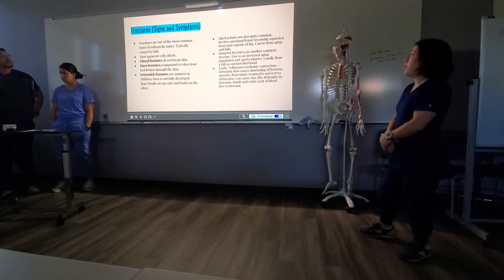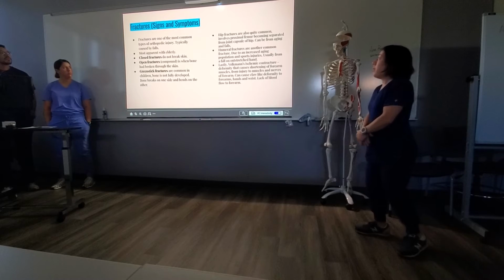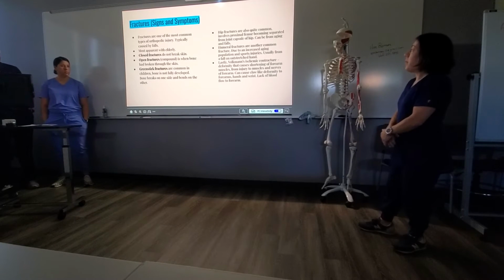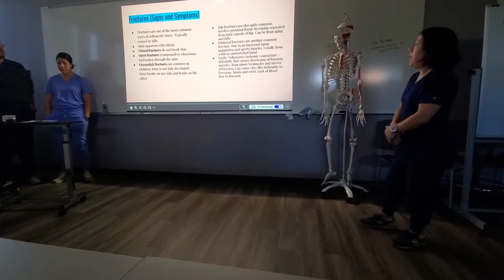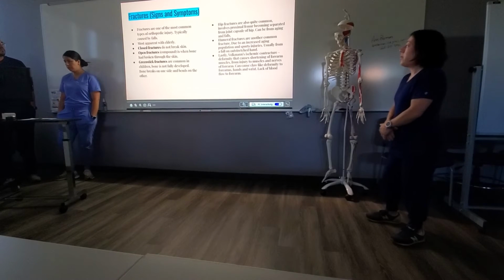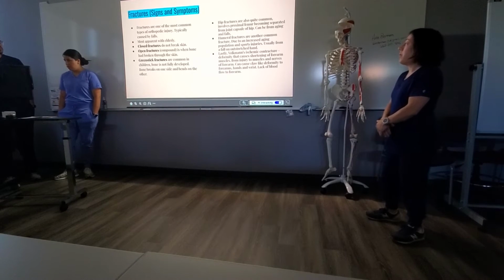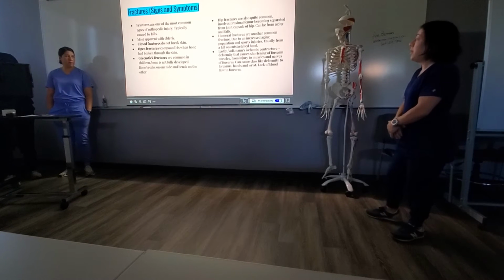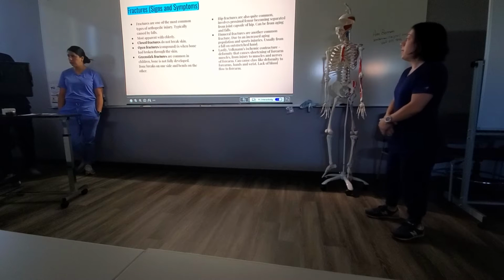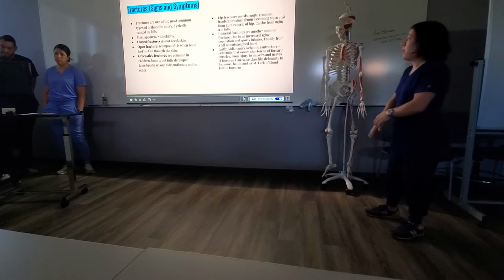Hip fractures are also quite common. They involve the proximal femur becoming separated from the joint capsule of the hip, and they can be from aging and falls. Humeral fractures are another common fracture. Those are due to the increased aging population and sports injuries, usually from a fall on an outstretched hand.